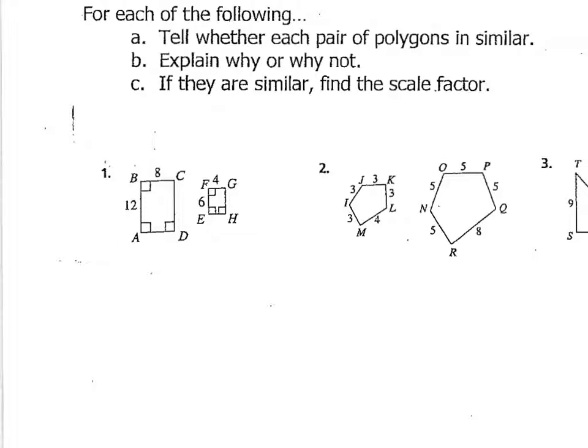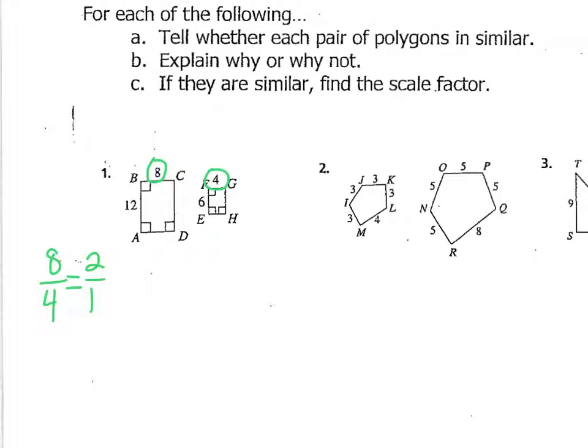So we're going to be doing multiple things in this problem, as you can see. So the first thing we have to do is figure out whether or not they're similar. To do that, you're going to check the ratio of the sides. So I'm going to start with 8, which you can see right here. And 8 corresponds to side 4 in the second figure. So it's 8 over 4.